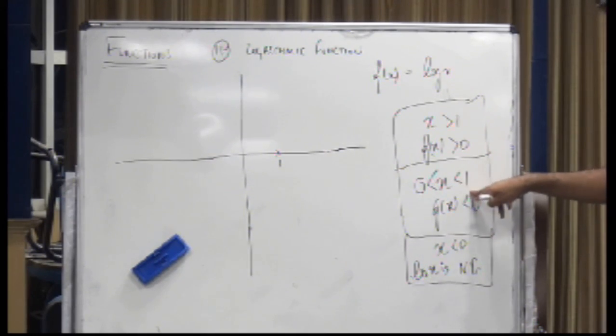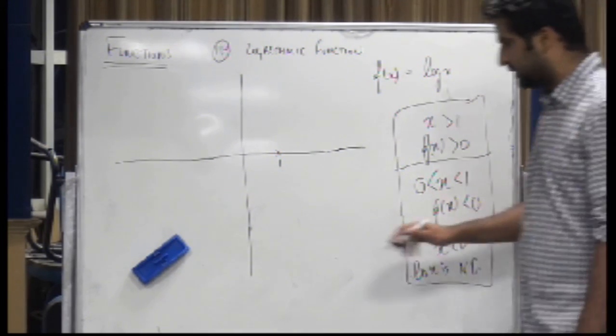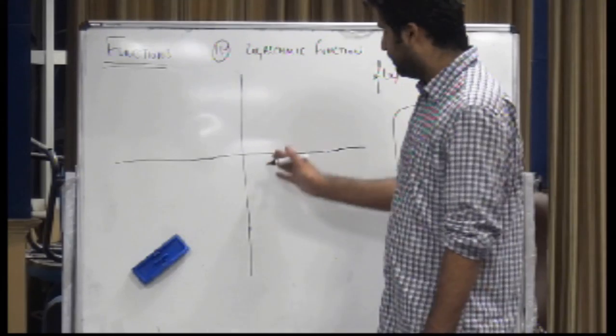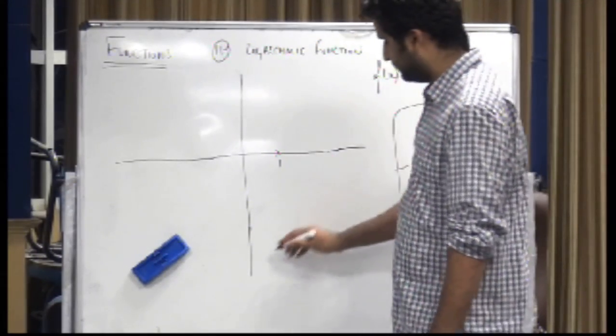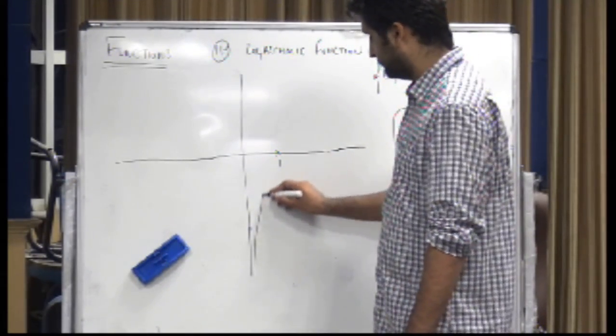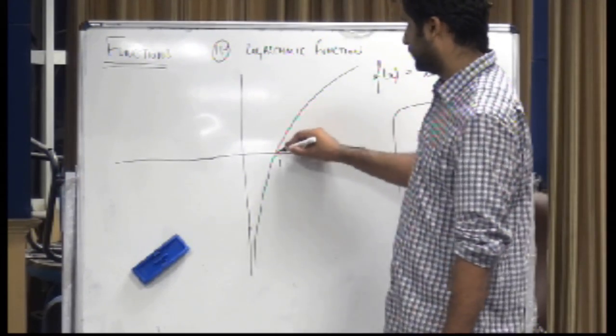From x is equal to 0 to 1, f(x) is less than 0. So the graph will be negative. For this, it will be positive. So it will go like this. So the graph goes like this.